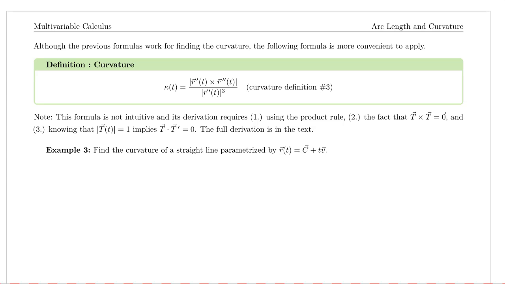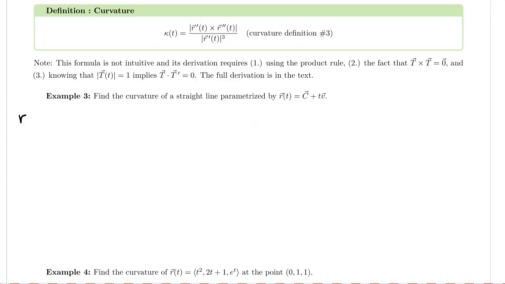Example 3 says find the curvature of a straight line parametrized by the vector valued function r of t equals c plus t times vector v. Let's start by taking the derivative of r. So we have r prime of t is equal to, this is a constant vector, so its derivative is going to be 0. And then we have plus t times vector v, and so that will give us that our derivative is vector v.